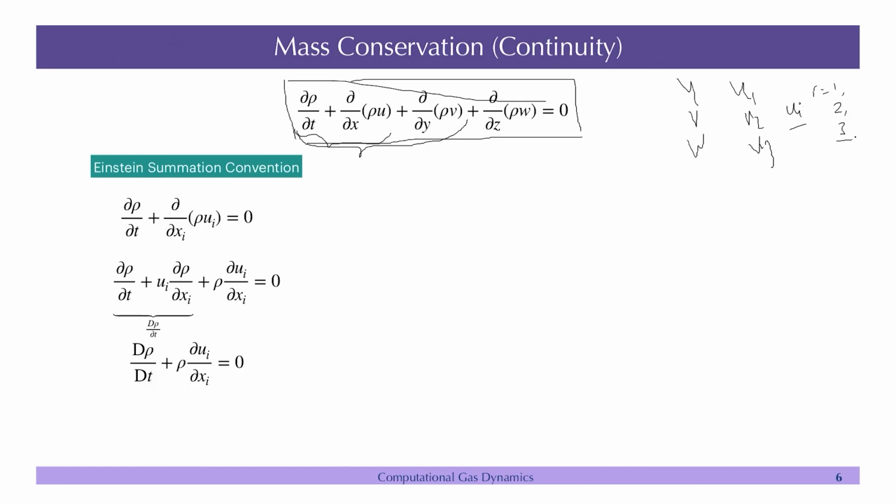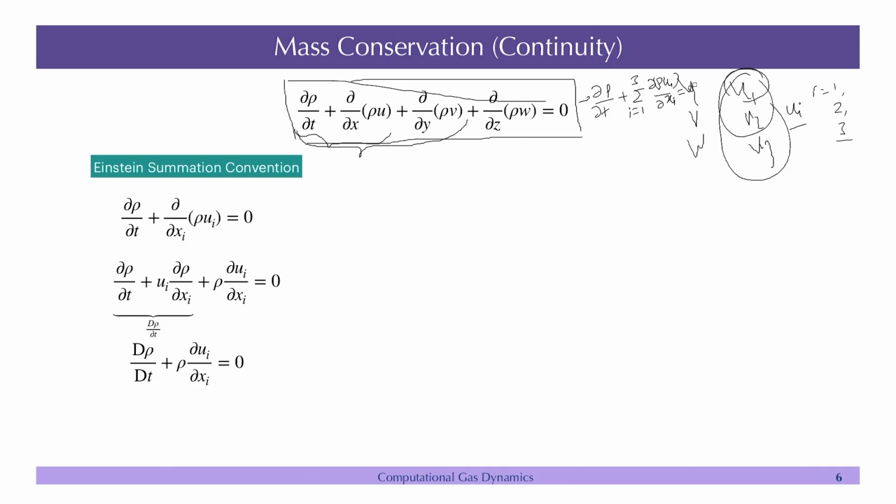So, if it is 1D you will have just u1, if it is 2D u1 and u2, and if it is 3D then it is u1 u2 u3. So, then if you write this expression, you can write d rho by dt plus sigma i equal to 1 to 3 d rho ui by dxi is equal to 0, where rho is a scalar and u is a vector.